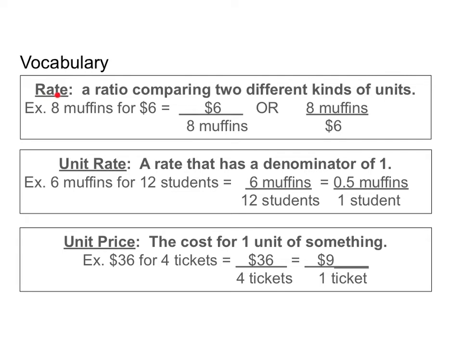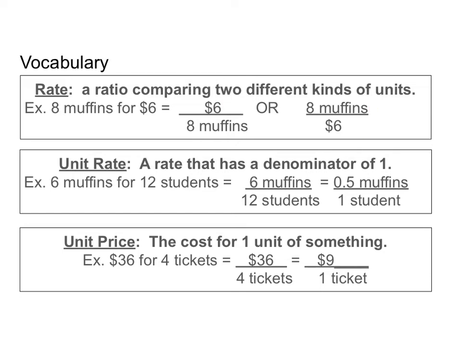The first one that we have is rate. It's a ratio comparing two different kinds of units. For example, if we have 8 muffins for $6, you can write it in two different ways. Usually we have the price per muffin, so usually price is on the top. You can write it $6 for 8 muffins, or it also means 8 muffins for $6.